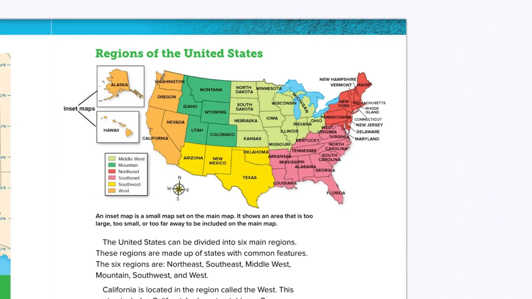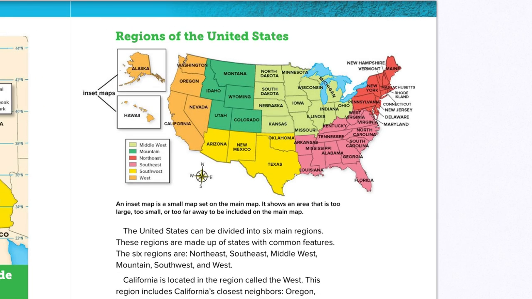All right, let's take a look at the next page. Regions of the United States. Oh, we can look at our map key right here. These colors show what the different regions are. We have Middle West, Mountain, Northwest, Southeast, Southwest, and West. And you can see, based on the map, what color the map is, what region a state is in. So California is in the West region because it is orange.